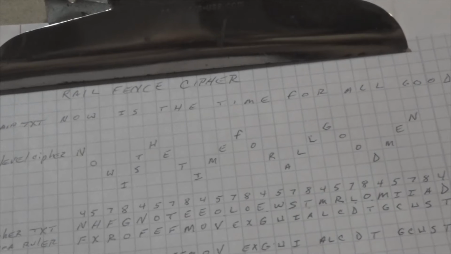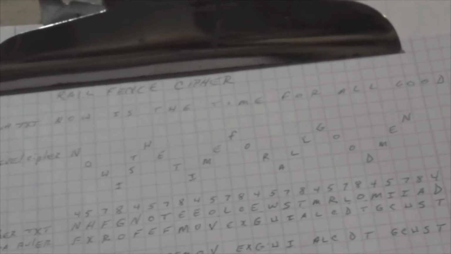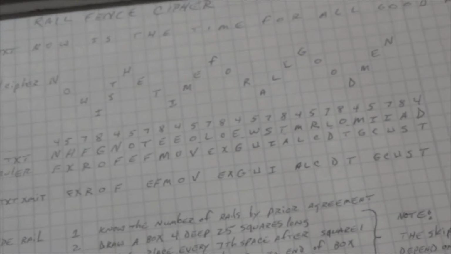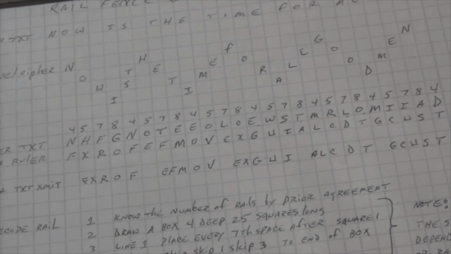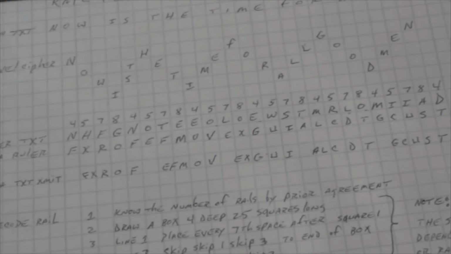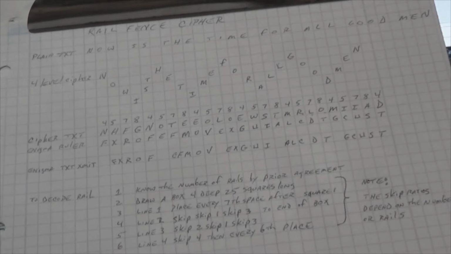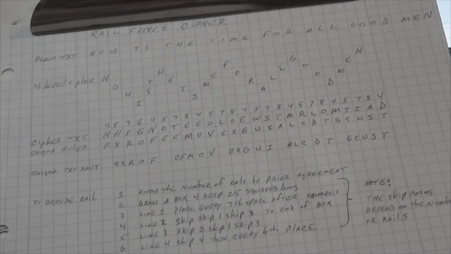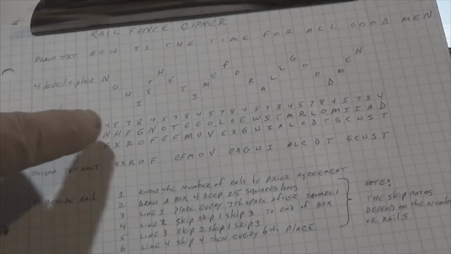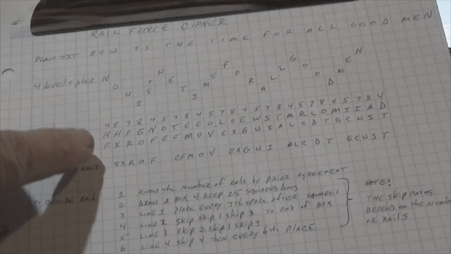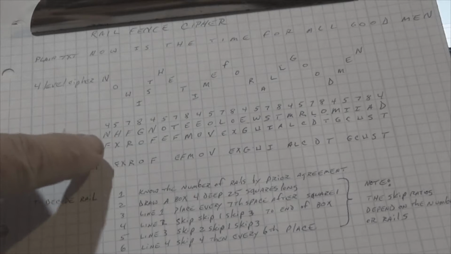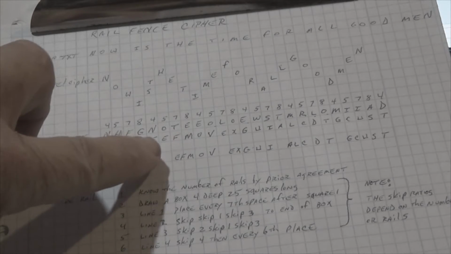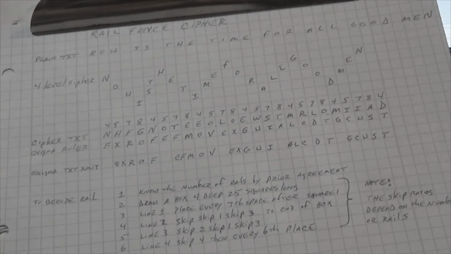And I'm going to be introducing an enigma code in my next video, so I want to show you this enigma text. Let me see if I can back this off just a hair. Alright, here we can see the NHFGNOT with the enigma becomes FXROFE. And we'll get to the enigma, as I say, in the next video.